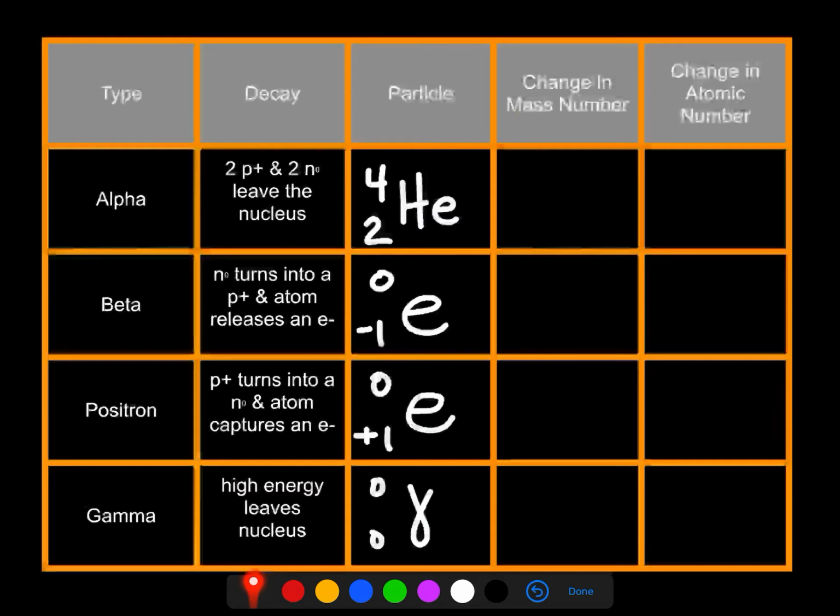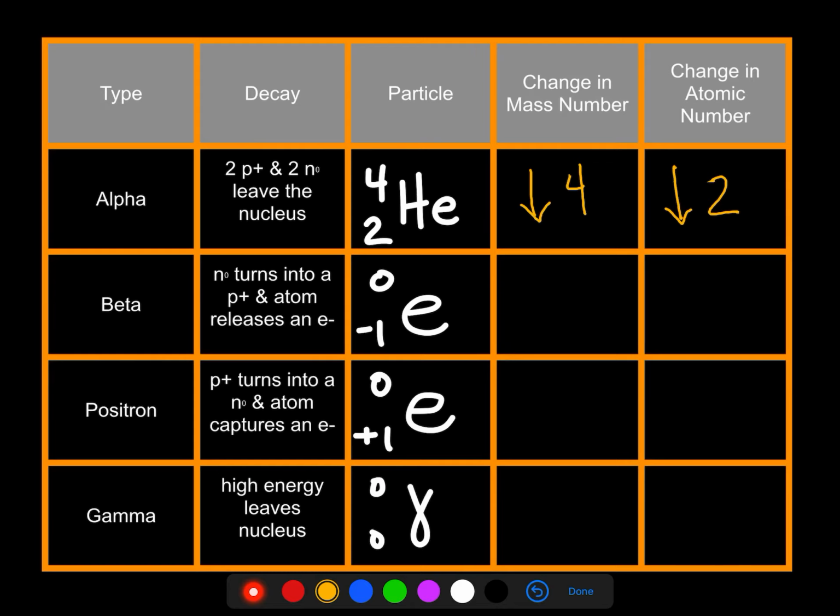And so if we have this particle, which is really a helium atom, okay, the number on top, it represents the mass, and the number on the bottom represents the protons, or the atomic number. So in this particular case, we see that the mass number is going to decrease. So this chunk comes out of the nucleus, and what's left over is going to be reduced by 4 mass numbers, and the atomic number is going to be reduced by 2.